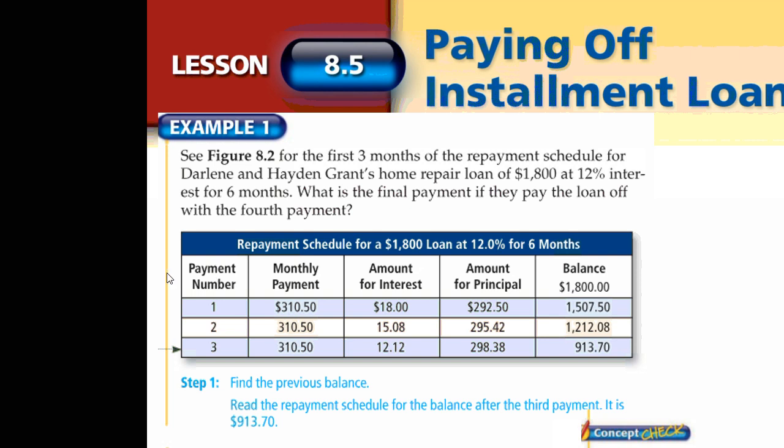So we need to first calculate our interest for that month. So we owe $913.70. That's this amount here. We multiply it by the interest rate, which is 12%, and then we divide it by 12 because we're in increments of months. When we do that, we see that we get $9.14 in interest. We're going to add that back into what we owe, so the $913.70 plus the $9.14 in interest. So our payoff amount is $922.84. All right, let's do this practice problem together.